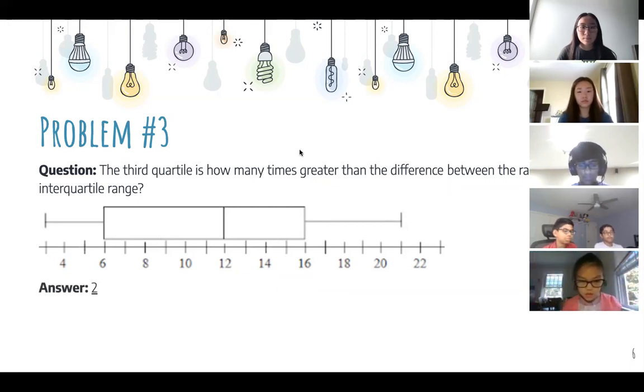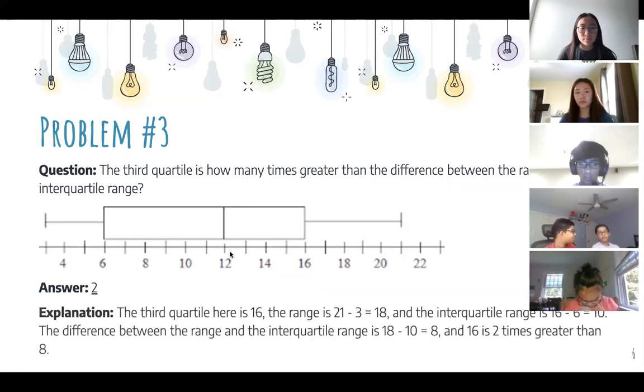Because the third quartile here is going to be 16, and the range is 21 minus 3, and that's 18. And the interquartile range is 16 minus 6, and that's 10. The difference between the range and interquartile range is 18 minus 10, which is 8, and 16 is 2 times greater than 8.